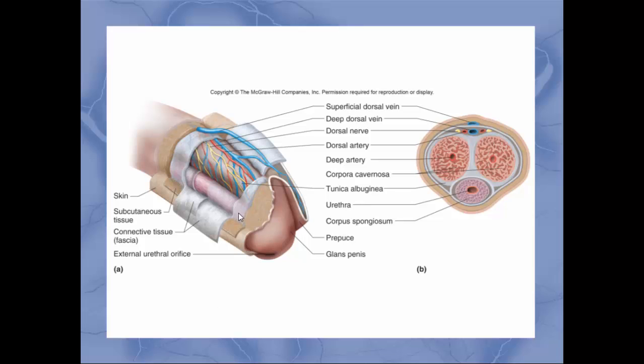Here's an illustration of all that. The skin going over the head of the penis, the glans penis, would be the prepuce. That's what's cut off during circumcision. And if you were to cut a penis in cross-section, these are the three erectile tissue columns.